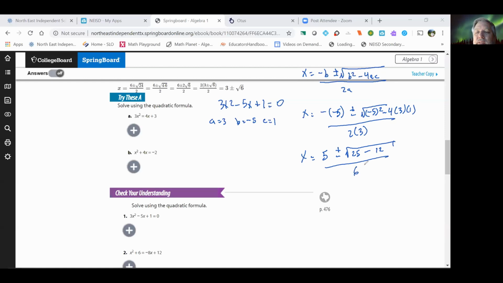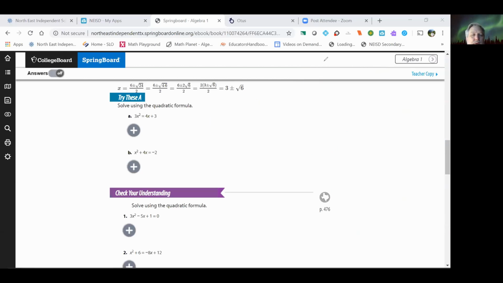All that over 6. So x is equal to 5 plus or minus the square root of 25 minus 12 is going to be, let's see, 13. All that over 6. And that's going to be my answer right there. Item 2.